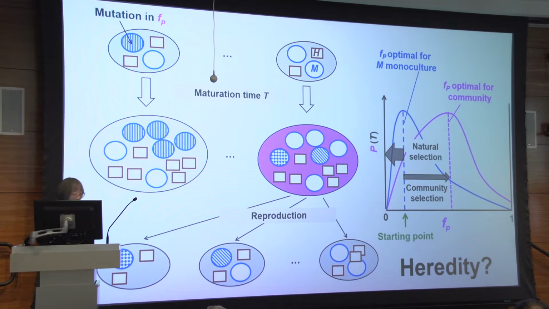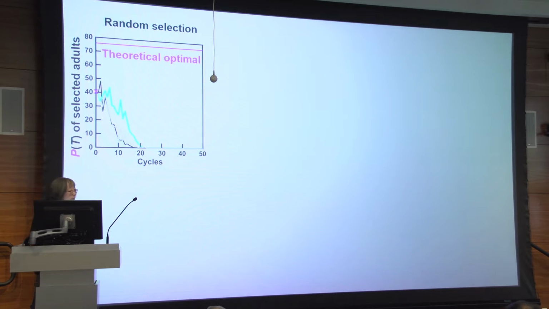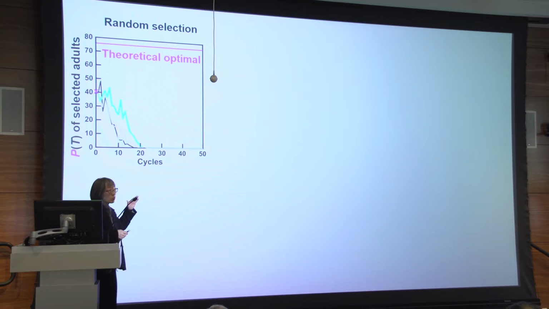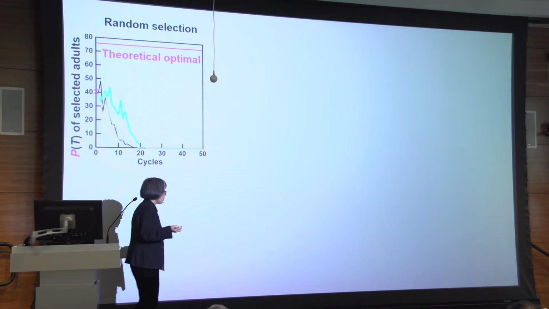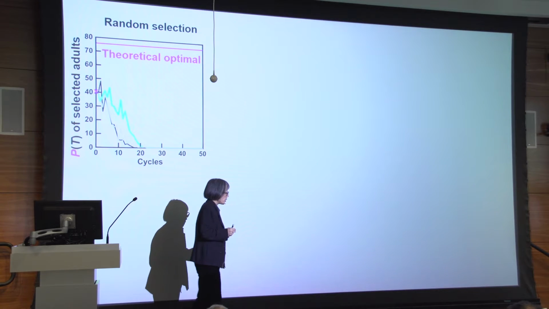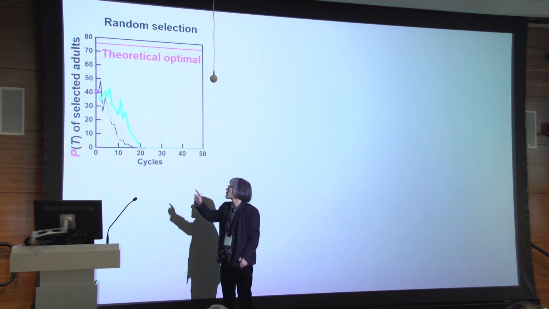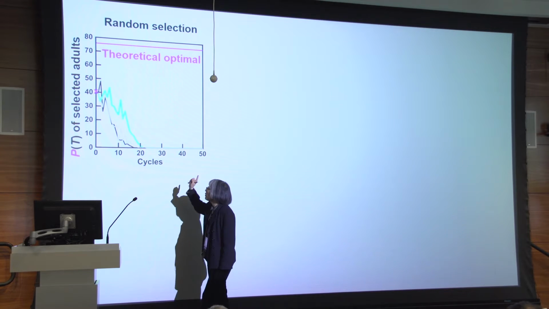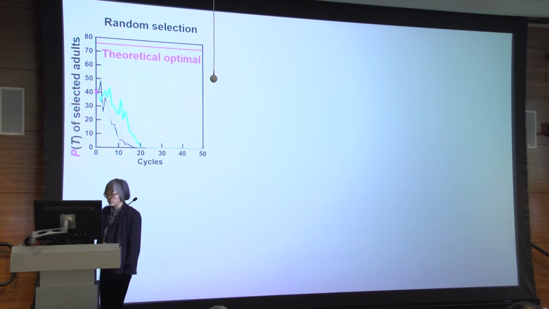So now let's go to results. So first is a control experiment where we randomly pick communities to reproduce. We performed 3 experiments indicated in 3 different colors. The starting point function is here, and we see that all of them crashed to 0. That's very understandable, because in the absence of community selection, natural selection would select for FP equals 0, and that would crash the community function to 0.